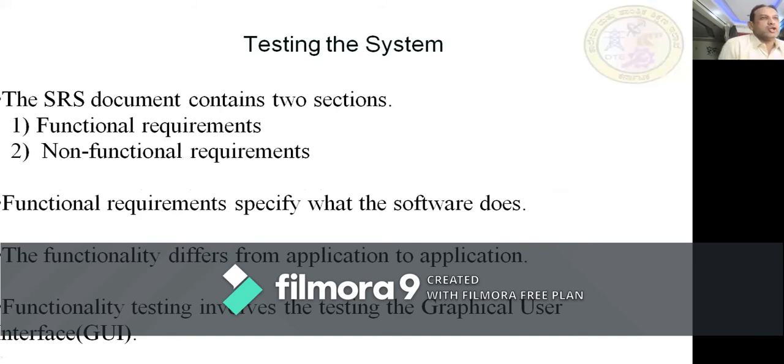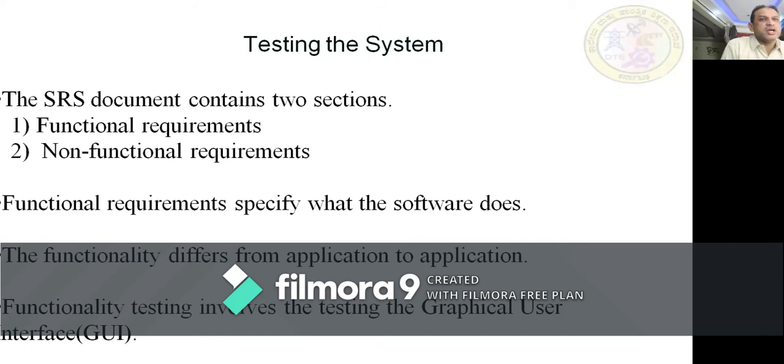So the SRS document contains two sections: one is functional requirements and the next is non-functional requirements. First, functional requirements specify what the software does. You may develop software for reserving a ticket, to monitor the temperature of a room, or for manufacturing particular products, and so on. What the software has to do is the functional requirement. The functionality, the purpose, differs from application to application.